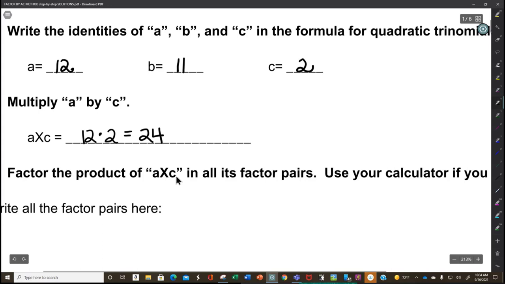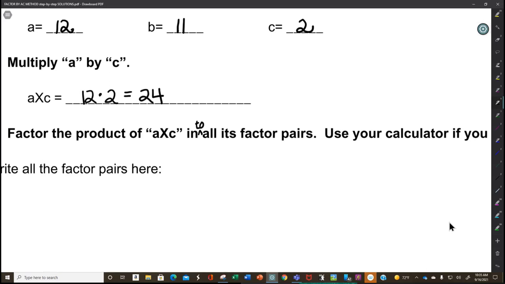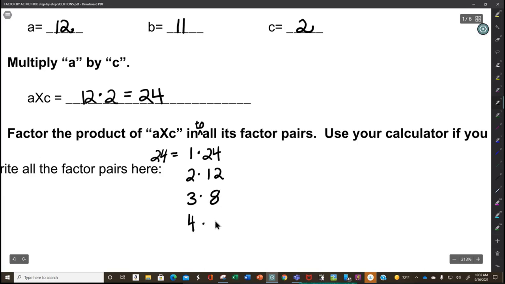All right, factor the product of A times C into all its factor pairs. You can use your calculator if you need it. So we're going to do that. 24, I'm going to factor it into all of its factor pairs. 24 equals 1 times 24, 2 times 12, 3 times 8, 4 times 6. 5 won't go evenly into 24, so after this, the numbers turn around, 6 times 4, 8 times 3, and so on. So there's no need to write them.